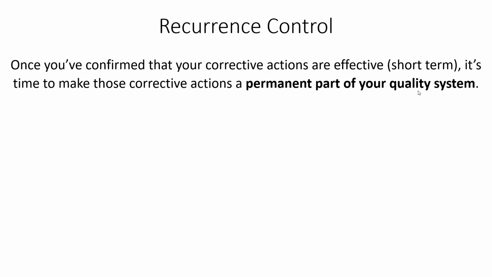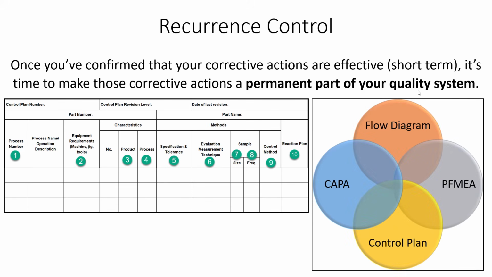And then the next step is what we call recurrence control. So let's say you have evaluated potential solutions and you've picked a handful that you truly believe in. Now it's time to make those corrective actions a permanent part of your quality system. And this might include updating your control plans, your flow charts, your PFMEAs. There's all sorts of different documents and standards within our quality system that should be updated to reflect this new element of control that we have.